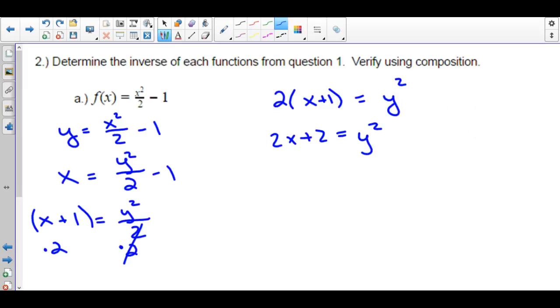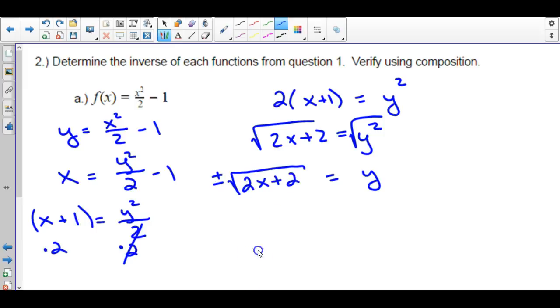And then lastly, what I'm going to want to do to get the y by itself, since y is being squared, I need to do the inverse of that, which would be square rooting both sides. So the square root and the square will cancel each other out. Y will be by itself. I am, however, going to throw a plus minus in front of the radical sign. So this is my inverse function, and then at the very end I'm going to switch it to say f inverse of x equals plus minus the square root of 2x plus 2.